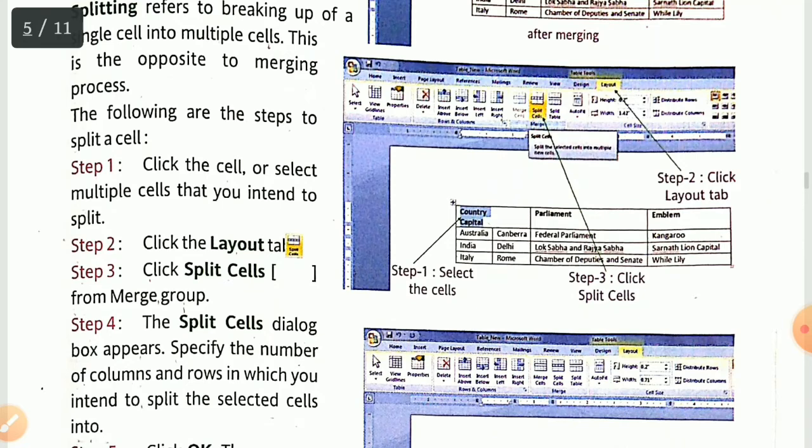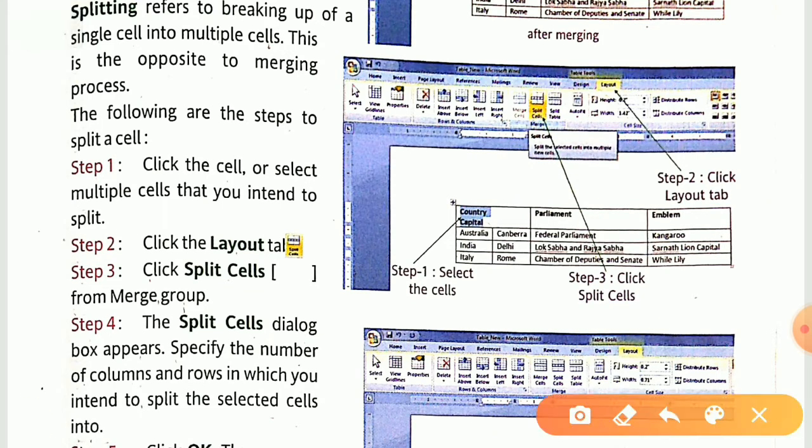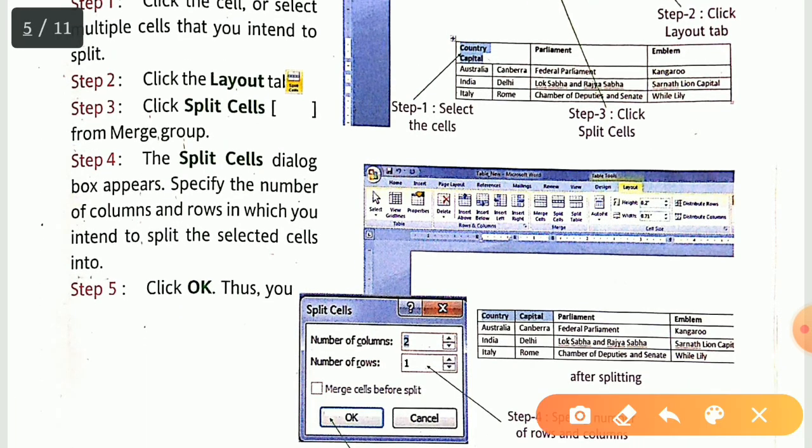Okay, now how are you going to do it? Certain steps we need to follow. See step number 1. Select the cell or multiple cells that you intend to split. Yes, again you just have to select the cells. Step number 2, click on the layout tab. Step number 3, click split cells from the merge group. Over here, the first one you selected earlier was merge cells. The second one you are going to select now is split cells. Okay, step number 4, the split cells dialog box appears. Now see, this kind of dialog box you would be able to see, and you have to specify how many columns you want and how many rows you want. Accordingly you insert the values, and you just click on the OK button. So simple 5 steps we need to follow for splitting our cells.